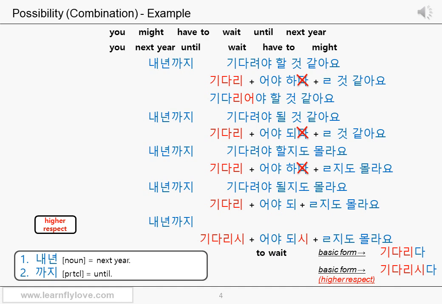기다리시어야 되실지도 몰라요. What is the letter right before the part of the ending sound this time? Yes, 시 is the one. So you need to combine 시 and 어 sound together this time. And it becomes 셔 sound. So it becomes 기다리셔야 되실지도 몰라요. 내년까지 기다리셔야 되실지도 몰라요. Perfect.